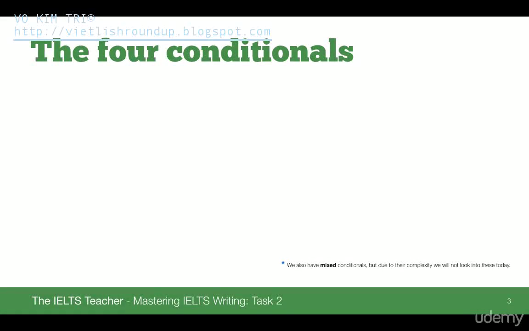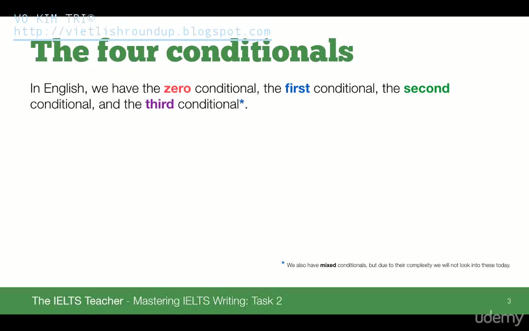So let's remind ourselves of the conditionals. In English, we have 4 conditionals. We have the zero conditional, the first conditional, the second conditional, and the third conditional. As you can see down at the bottom there, we also have mixed conditionals, but those are pretty complex, so we're not going to focus on those today, maybe in a future lecture. Let's remind ourselves of how each conditional is used and why each conditional is used.